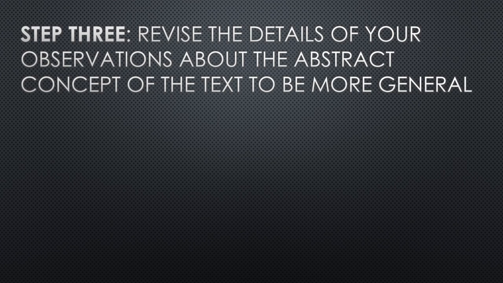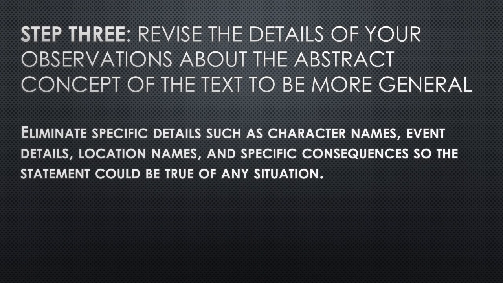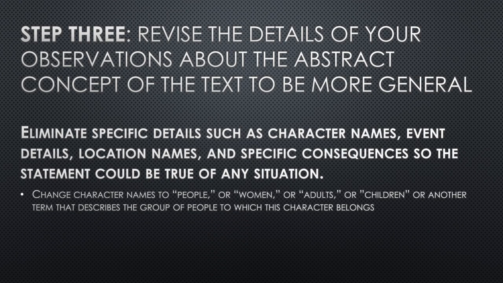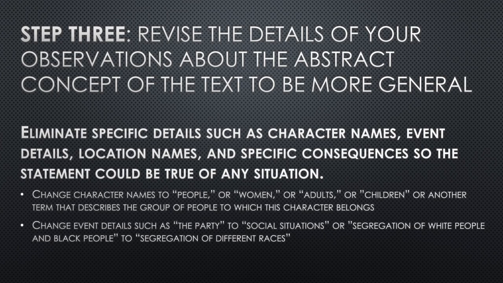Step 3 is to revise the details of your observations about the abstract concept of the text to be more general. So eliminate specific details such as character names, event details, location names, and specific consequences, so the statement could be true of any situation. You need to remove the details like character names, and instead of saying that Sally did something, you might say people or women or adults or children or some other term that describes the group of people that the character belongs to. You can change event details such as the party to something more general, such as social situations.